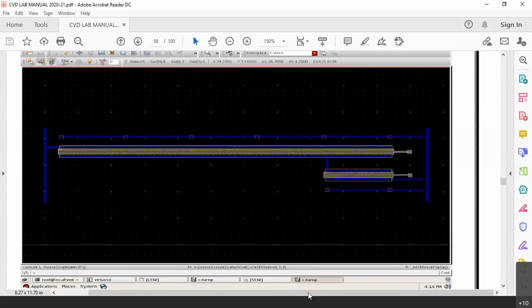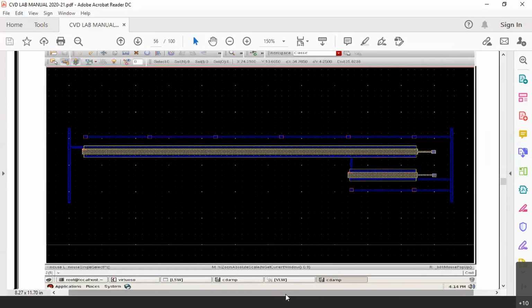Now you can see the layout. I hope it is clearly visible. For this experiment, we have tried the horizontal approach instead of the vertical approach. The upper transistor has a 50 micrometer width, that is the amplifier transistor. The lower transistor is the resistive transistor, which has only 10 micrometer width.